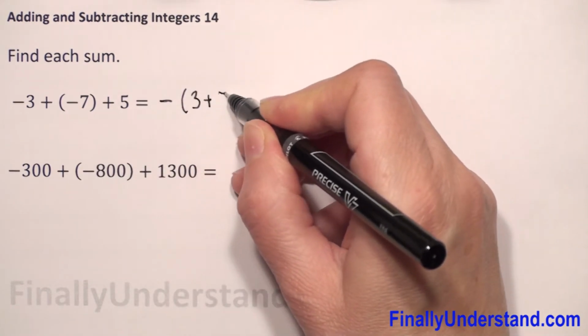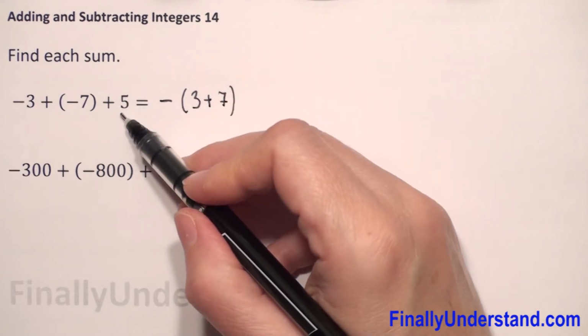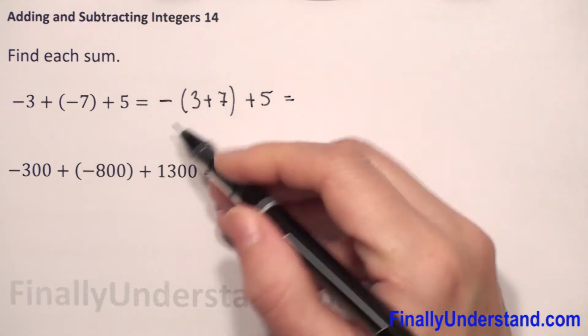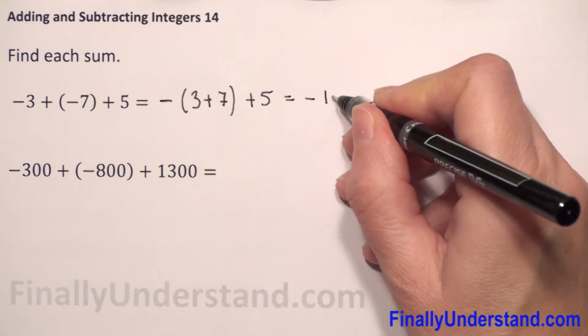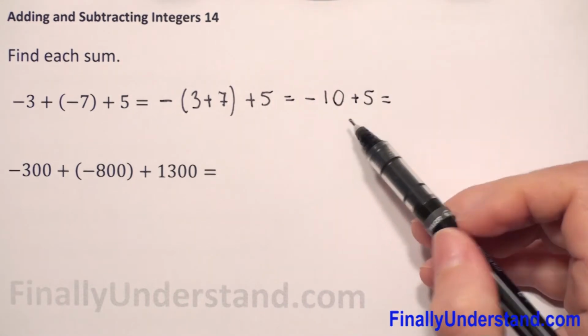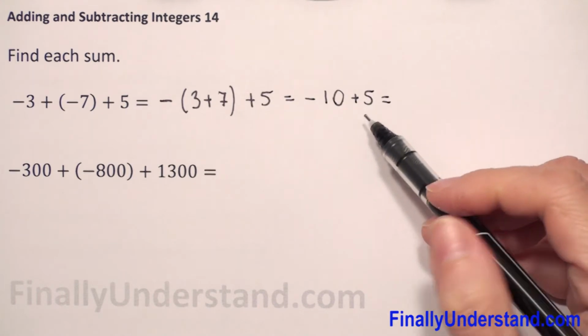3 plus 7. Next, we have to remember about 5. So this is equal. Negative sign we copy. 3 plus 7 is 10. So we have -10 plus 5. So this is equal. Now we have addition of integers with different signs.